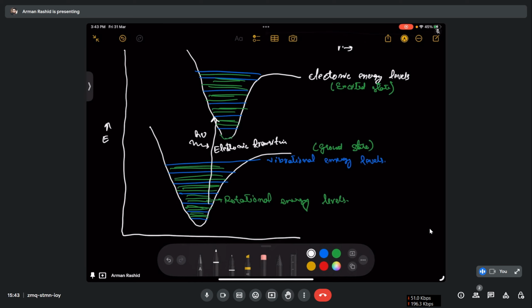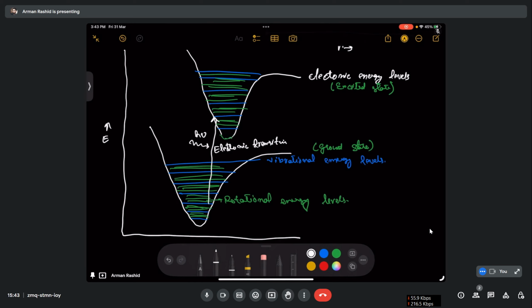Okay, now the electronic transitions are always vertical. I told you why they are vertical. This is called the Franck-Condon principle. Because of the Franck-Condon principle, the electronic transitions are vertical. They are vertical because when an electron is excited, the nuclei are quite heavy, so the electronic excitations are very fast compared to the nuclear relaxation. So because of that the electronic transitions are also vertical.